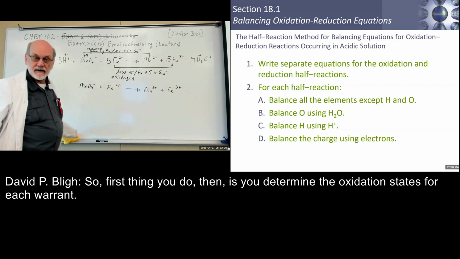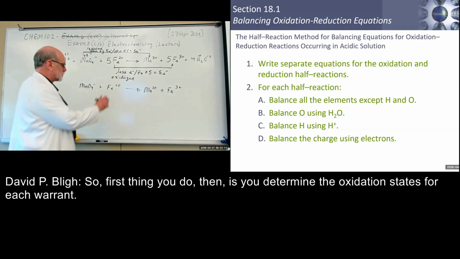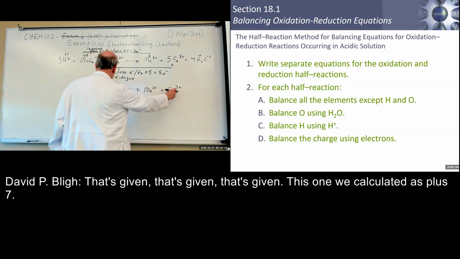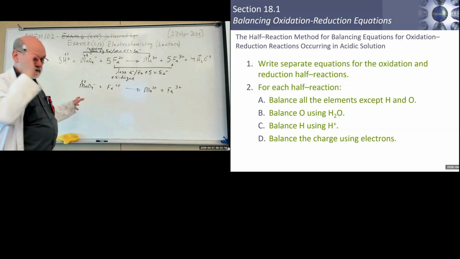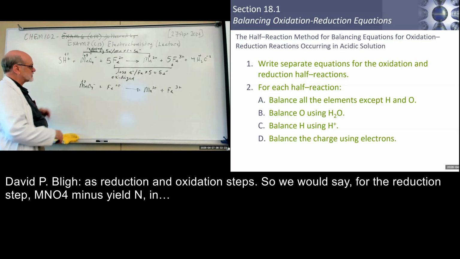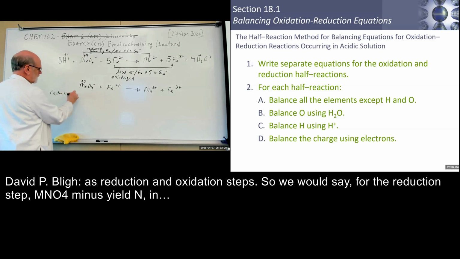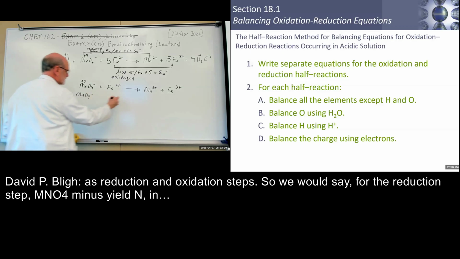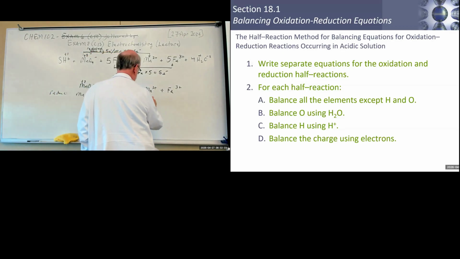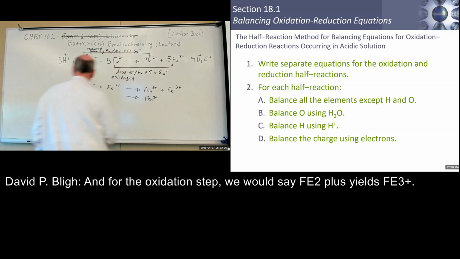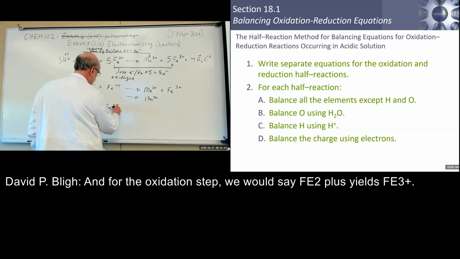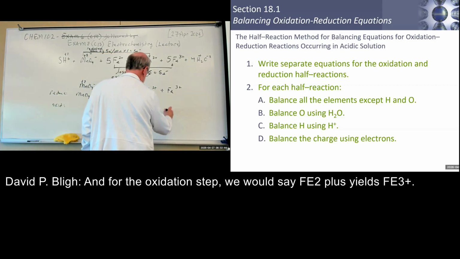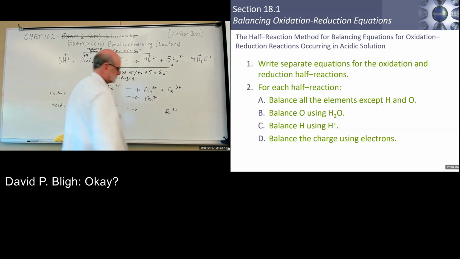First thing you do then is determine the oxidation states for each one. That's given, that's given, that's given. This one we calculated as +7. And then you separate them out as reduction and oxidation steps. So for the reduction step, we would say MnO4 minus yields Mn2+. And for the oxidation step, we would say Fe2+ yields Fe3+.